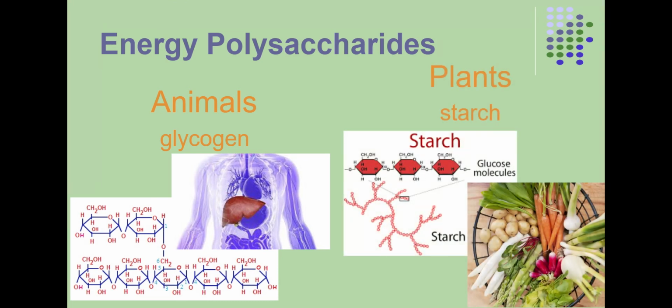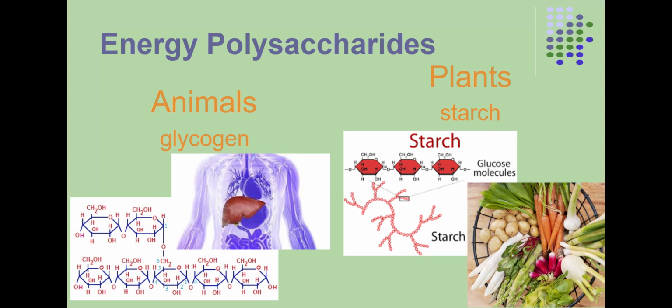In plants, the polysaccharide is called starch. And if you take a look over here, you can see that starch, all of those little red tiny dots, represent one ring of glucose. So that is a very large polysaccharide made up of many monomers or monosaccharides. And that starch is going to contain energy. So if you eat a starchy food like potatoes or carrots or onions or beets or radishes, even asparagus, you're eating a large energy polysaccharide that's made up of many glucose molecules.